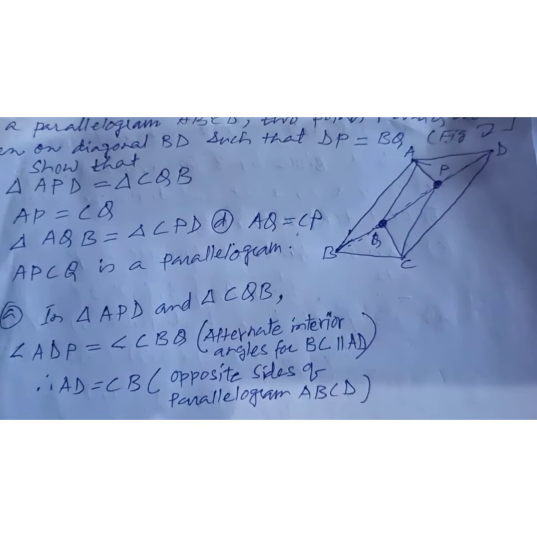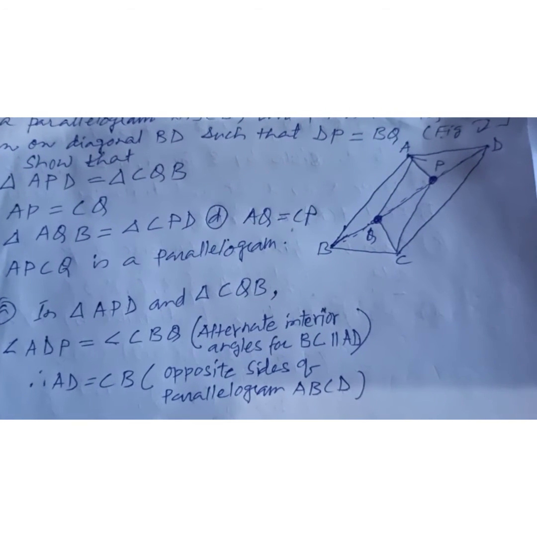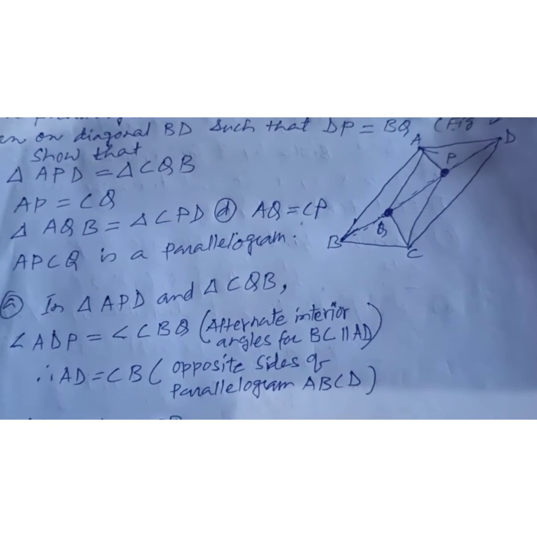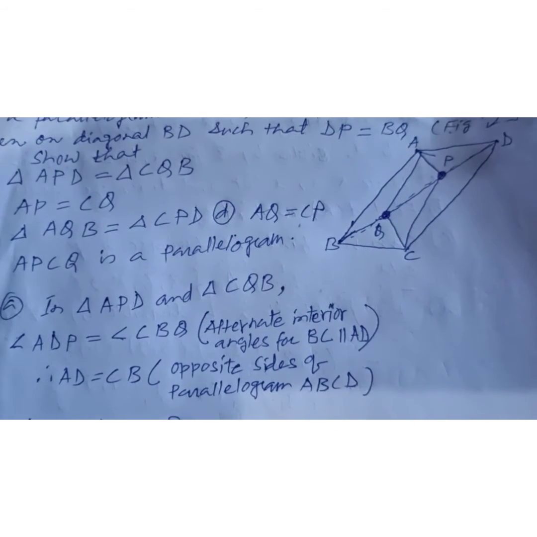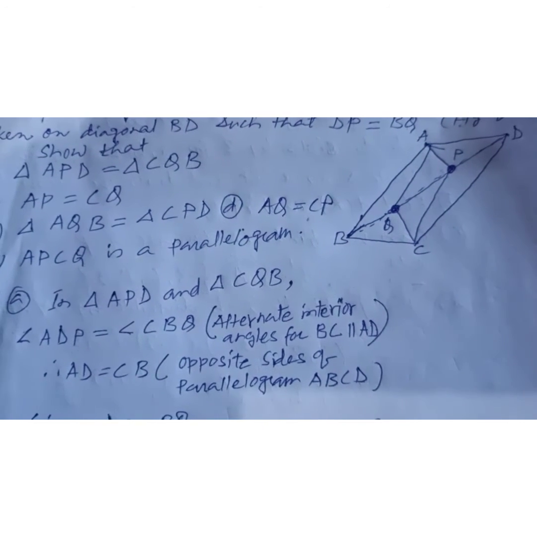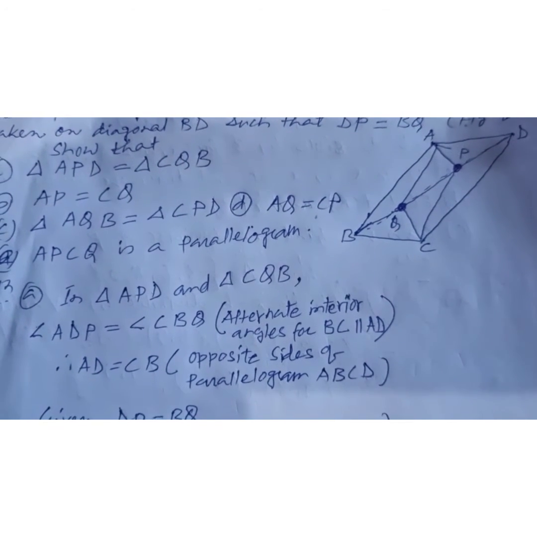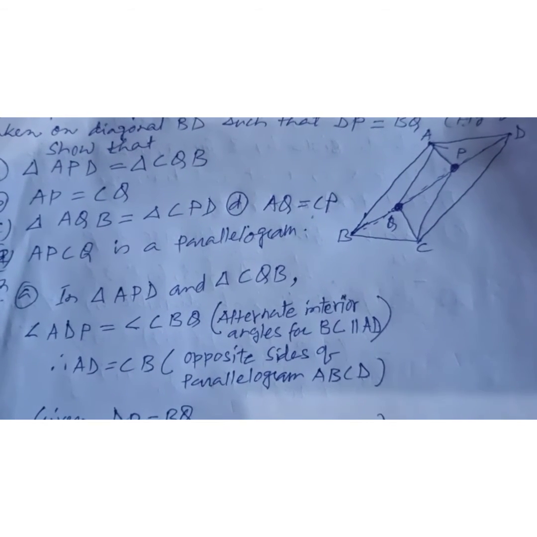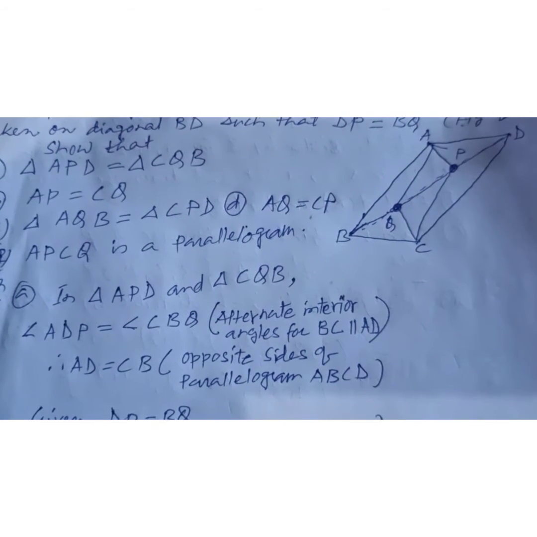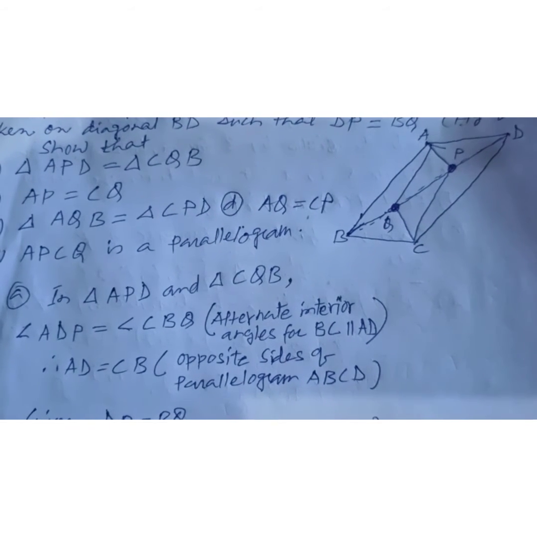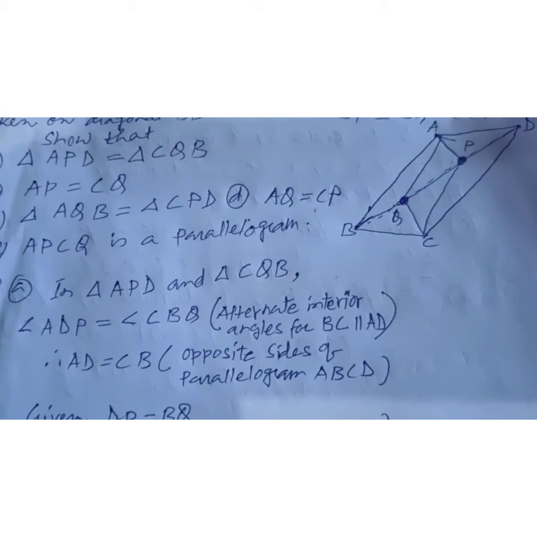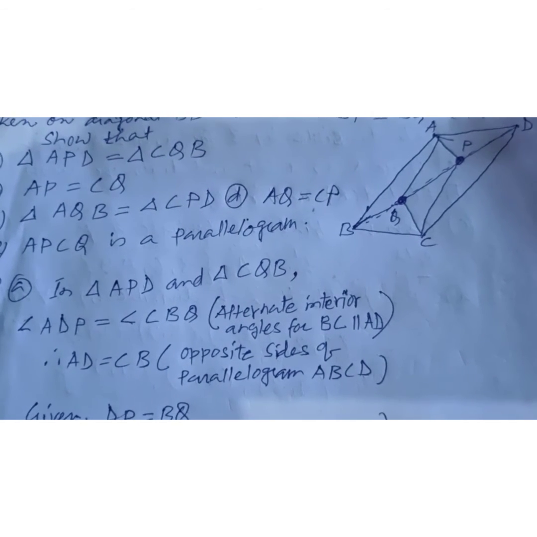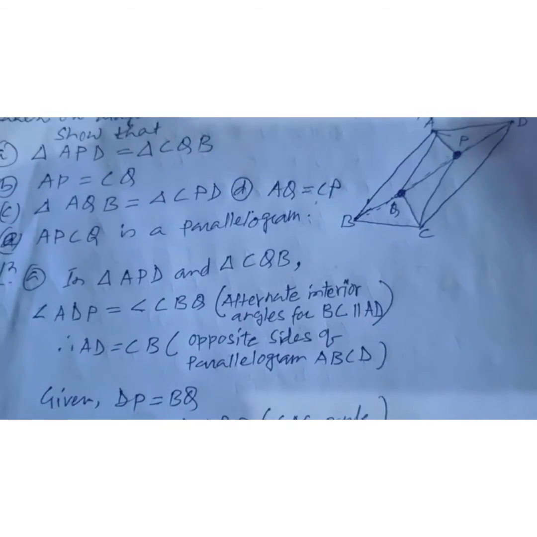So the figure has already been given, and from there it is given that triangle APD equals triangle CQB, and next AP equals CQ, and third, triangle AQB equals triangle CPD, and AQ equals CP, and next, APCQ is a parallelogram. So now what are you going to say?